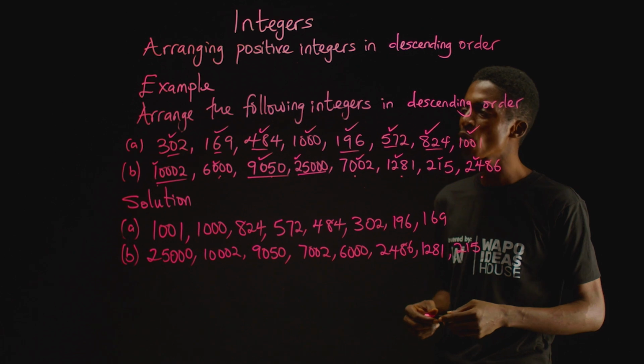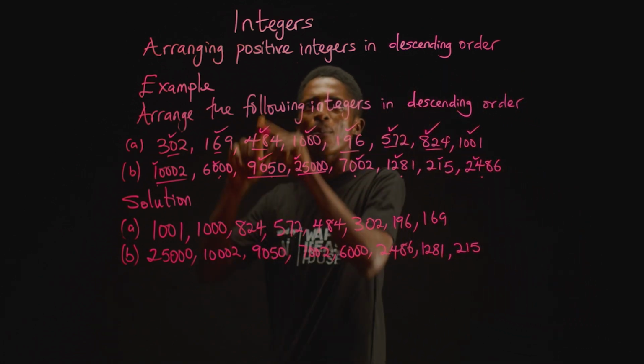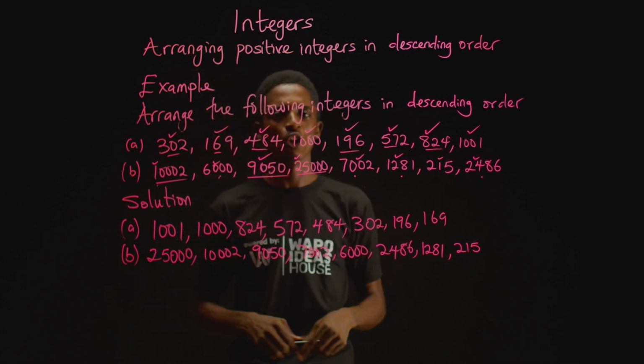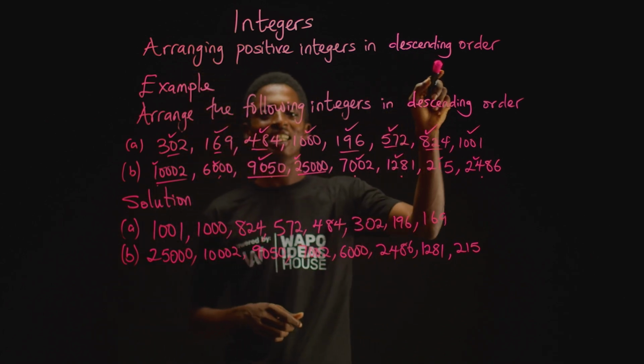This is how we arrange numbers, positive integers, from largest to smallest, or we just say in descending order.